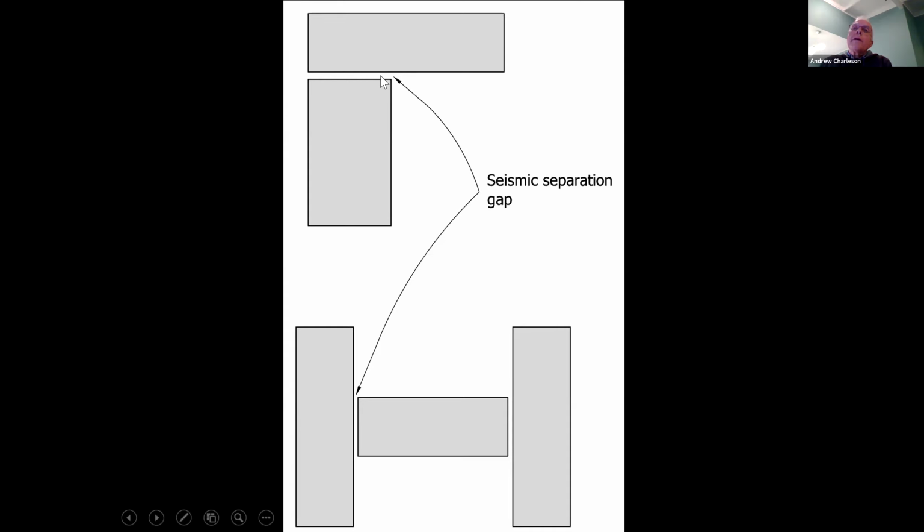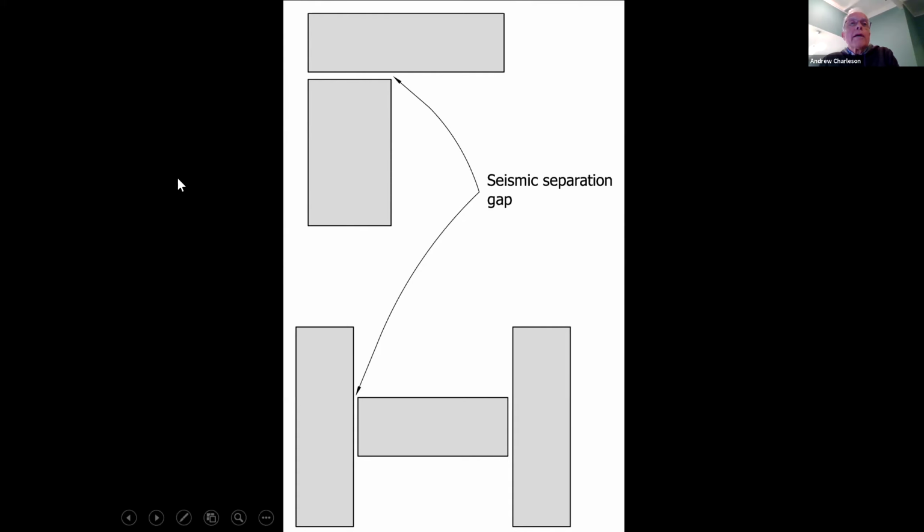The width of this gap depends on the flexibility and the height of your building. And the gap could range from, say, 10 centimeters to, say, 60 centimeters, depending on the height of your building. If you want more information, you've got to look at my book, Seismic Design for Architects. And that tells you how to calculate the width of the seismic separation gap.